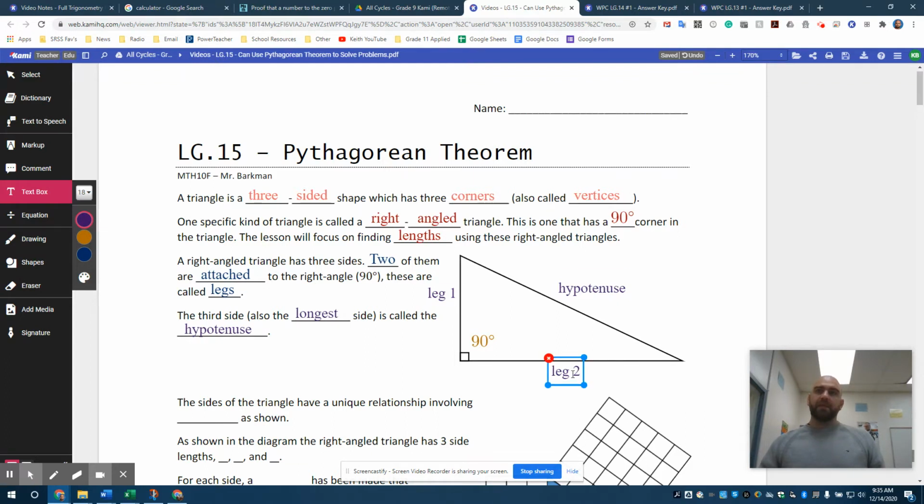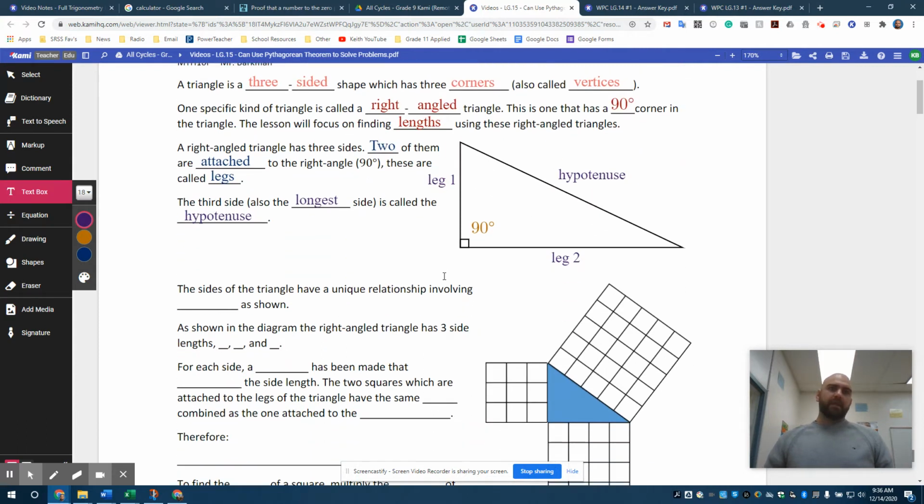Now, the two legs are interchangeable. It really doesn't matter which one we look at. This could be leg 2 and this could be leg 1. That part doesn't really matter. What matters is that we have two different legs and they're both attached to our right angle. So that's just a little bit about that labeling.